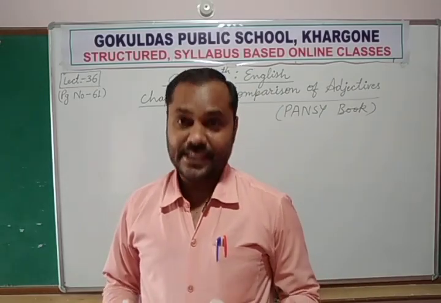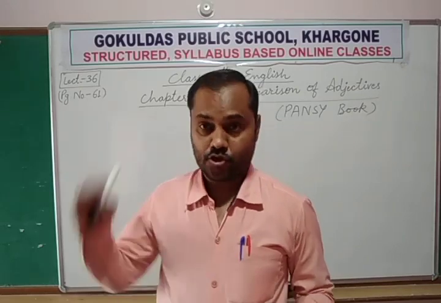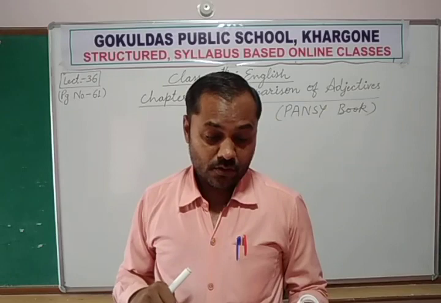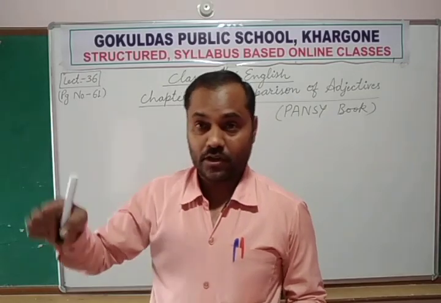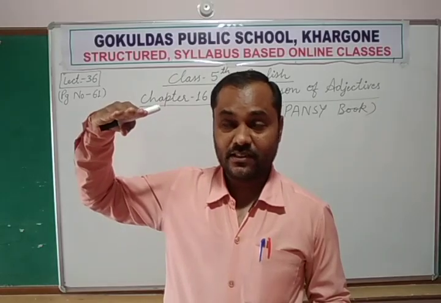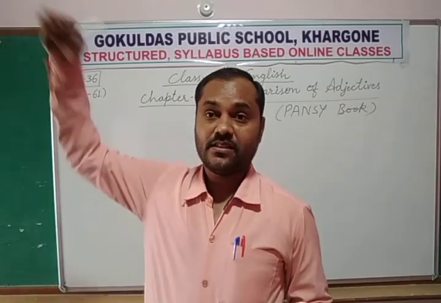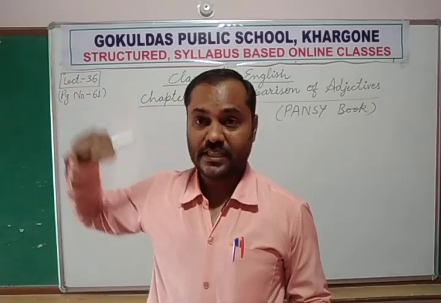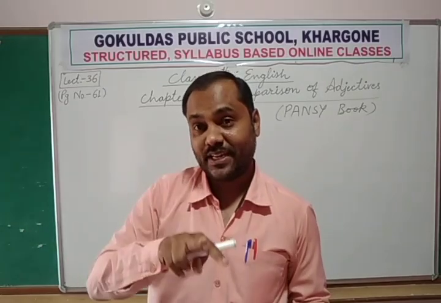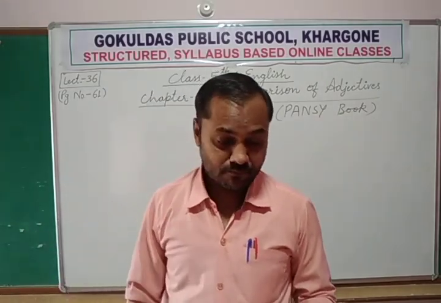Read the following sentences. First, Ravi is a tall boy. Mohan is taller than Ravi. Suppose Ravi is of this much height, then Mohan is above this height, means he is higher, means his height is more than Ravi's. We are comparing Mohan's and Ravi's height with each other.